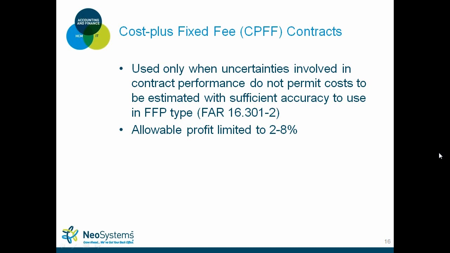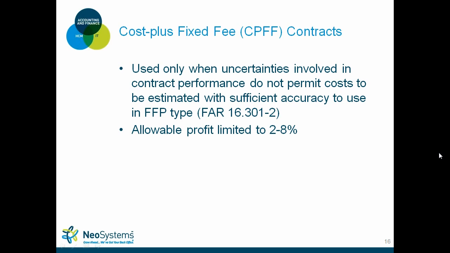Okay, so next one we'll get into is cost plus fixed fee type contracts, used only when uncertainties involved in contract performance do not permit costs to be estimated with sufficient accuracy. Basically, the government has a significant amount of work to be done, but they can't really distinguish how much it's going to cost. So in that case, they ask contractors, hey, give us a bid, let us know how much you can do this type of work, how fast, and then they usually pick based on the price.